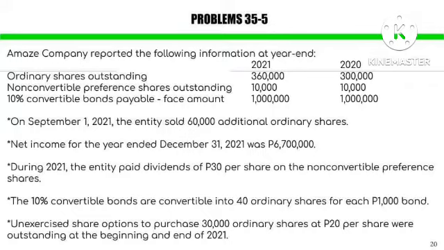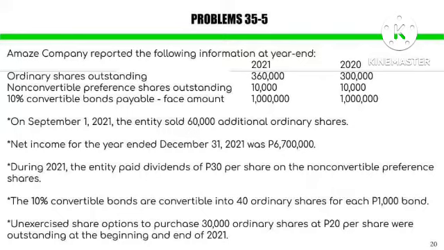Net income for the year ended December 31, 2019 was 6.7 million. During 2019, the entity paid dividends of 30 pesos per share on the non-convertible preference share. Meron tayong 10,000 non-convertible preference shares outstanding noong 2019. So, 10,000 times 30 pesos is equal to 300,000. The 10% convertible bonds are convertible into 40 ordinary shares for each 1,000 bond. Bonds payable is at face amount of 1 million. So, 1 million divided by 1,000 times 40 is equal to 40,000.